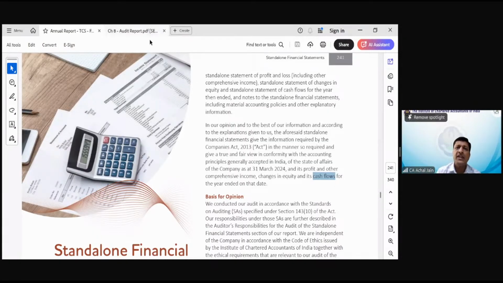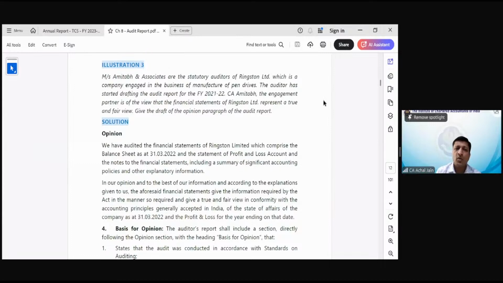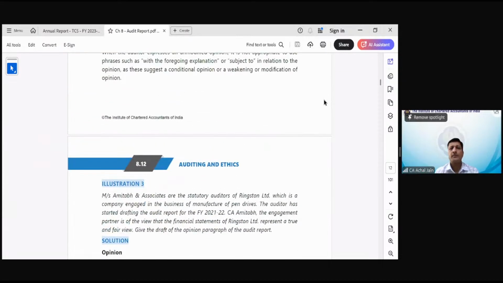Okay, so now let's look at one question. So I've picked up this question from your study material only. Messrs. Amitabh and Associates are the statutory auditors of Ringston Limited, which is a company engaged in the business of manufacture of pen drives. So that's the nature of business. The auditor has started drafting the audit report for the financial year 21-22.